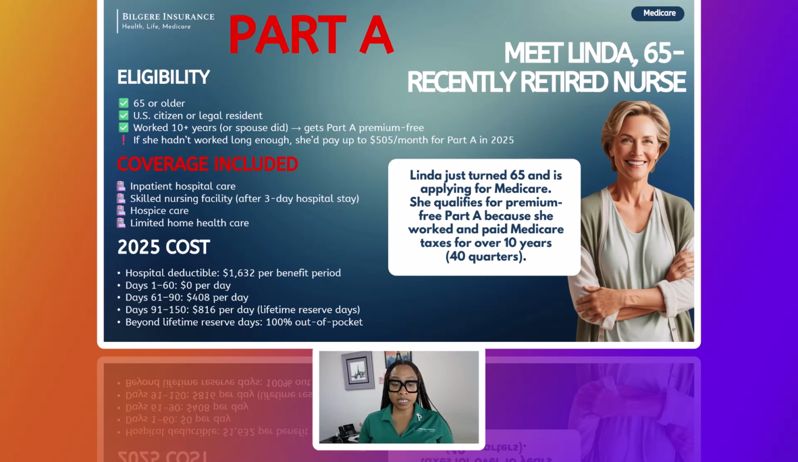Days 1 through 60 is $0 per day. Days 61 to 90 is $408 per day. Days 91 and so on. But if you've ever been admitted to the hospital, they do not like to keep you a long time. But that is one of those out-of-pocket expenses that you can expect to have if you go to the hospital.